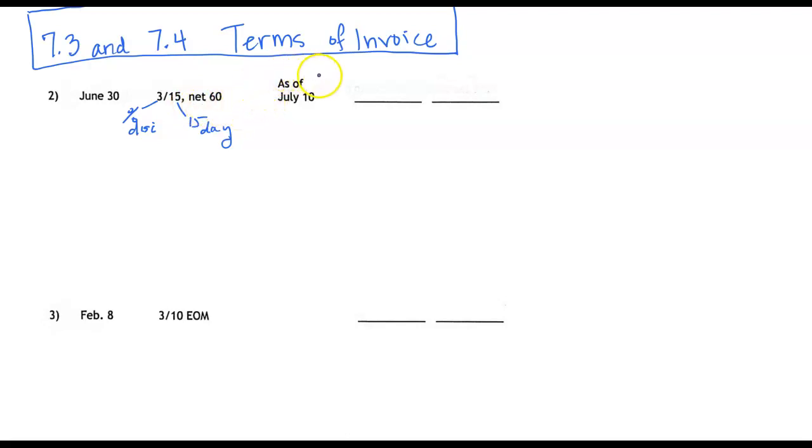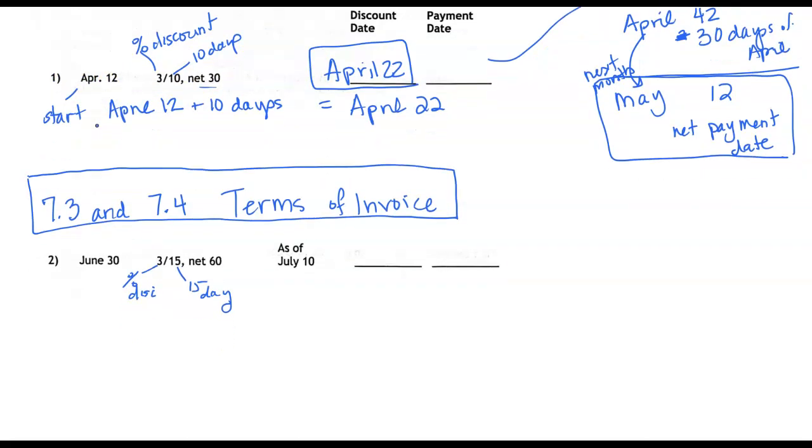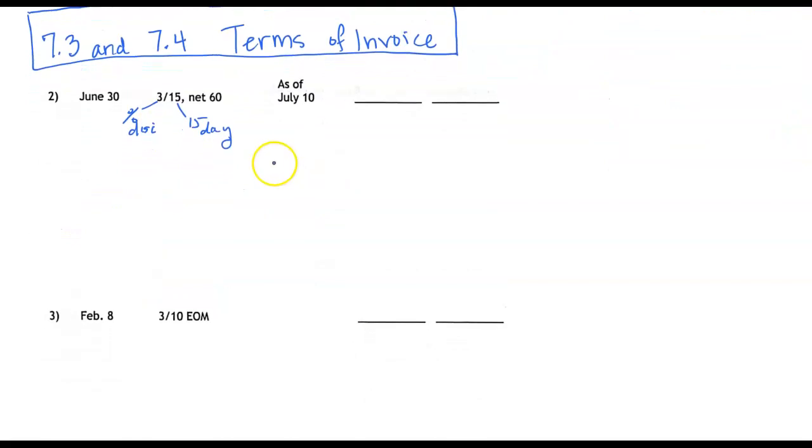What's different about this question too is "as of July 10th." So different than the question we had done previously, where it didn't have any extra, we used April 12th as our starting date. On this one, because they give us as of July 10th, we're going to ignore the date on the invoice and start here to count our days.